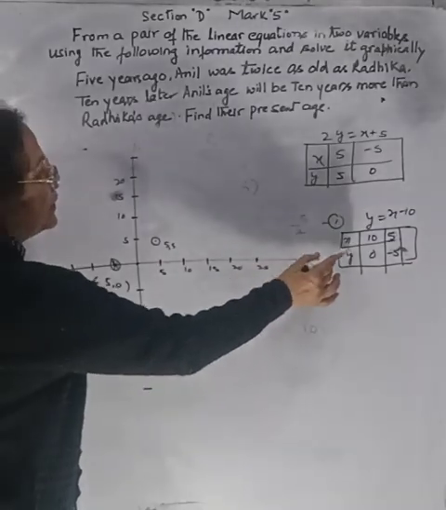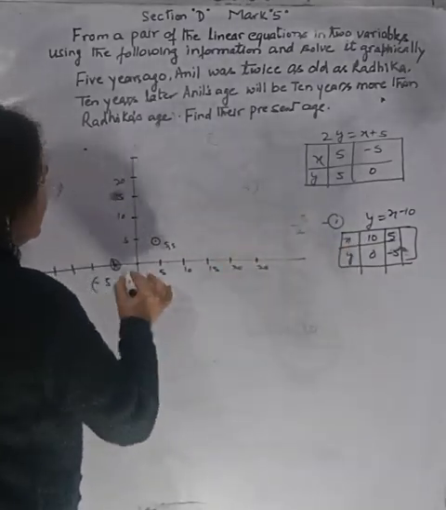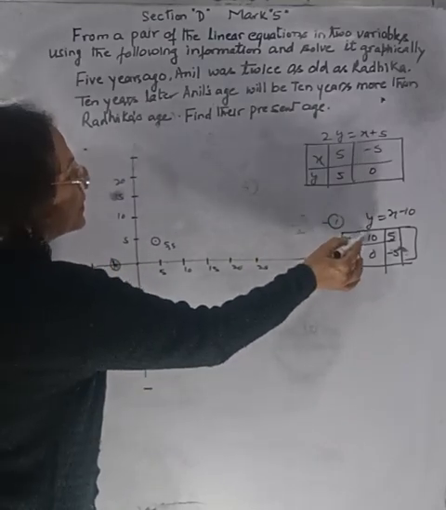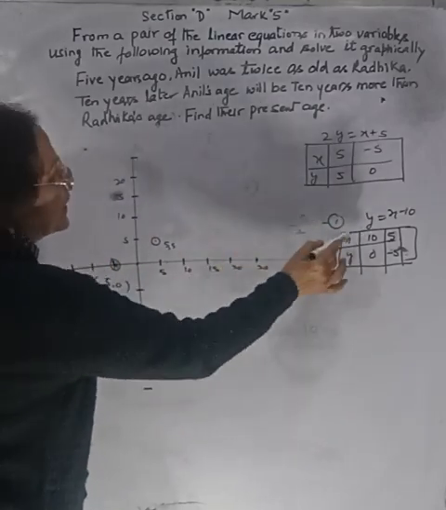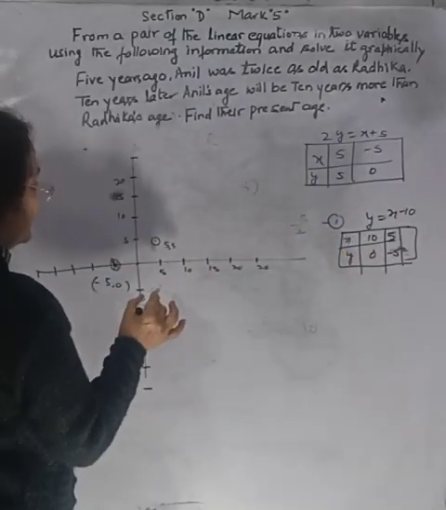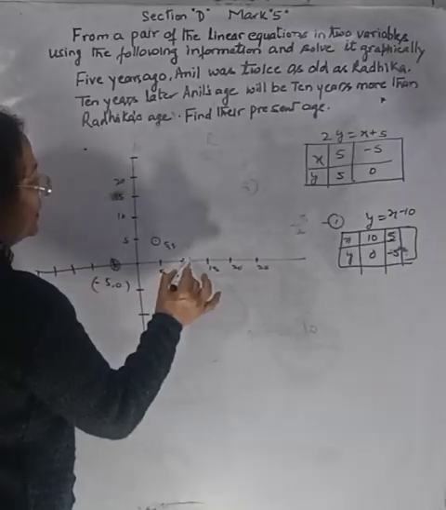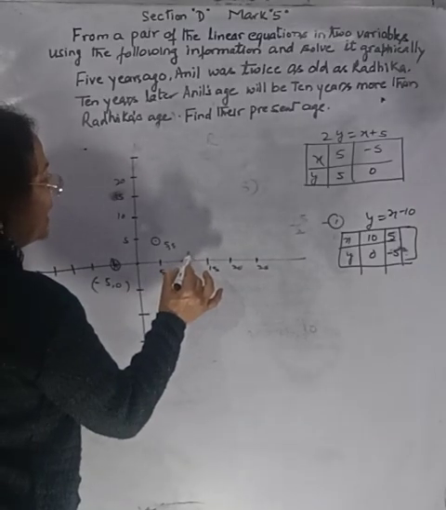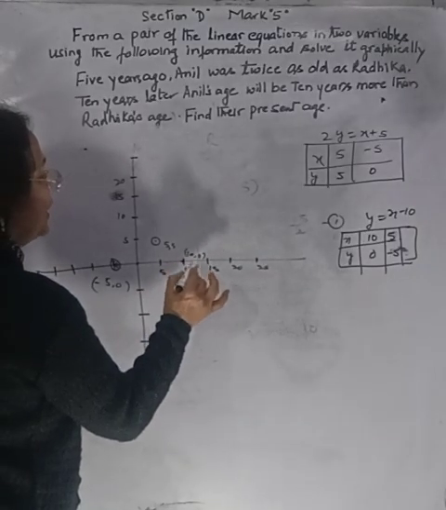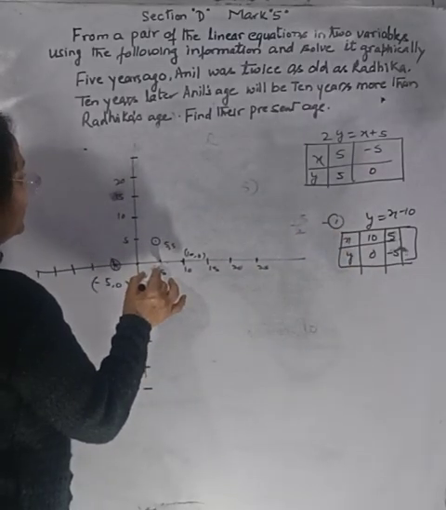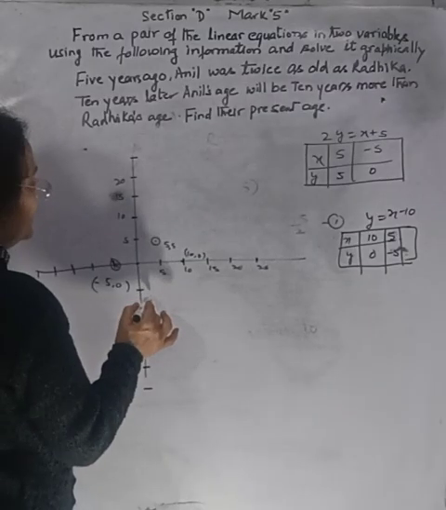Second one. If we join these 2 points, then we'll get the equation. If x is equal to 10, y is equal to 0. This is the 10 and 0 point. Okay. 5 and minus 5. If it is 5, then it is minus 5. It means this is the point.